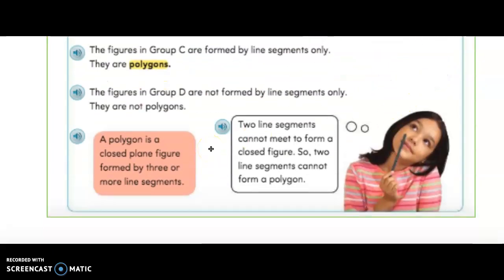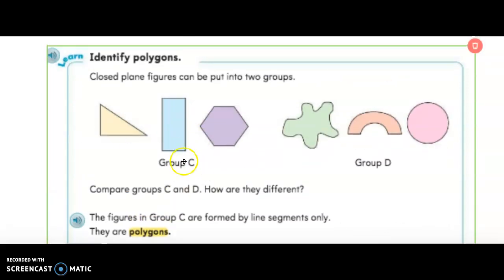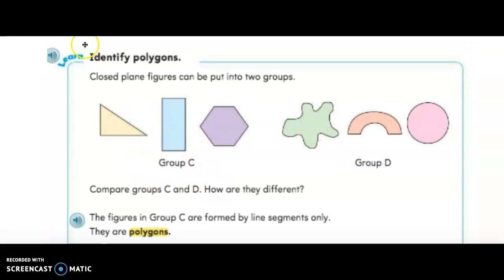So a polygon is a closed plane figure formed by 3 or more line segments. 2 line segments cannot meet to form a closed figure. So 2 line segments cannot form a polygon. So that's why it's 3 or more line segments. So take a look again and think about why these are considered polygons and why these are not.